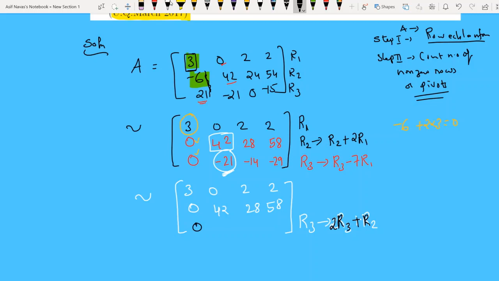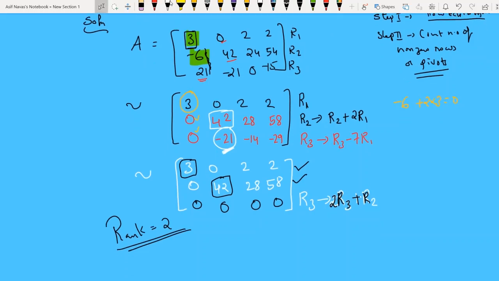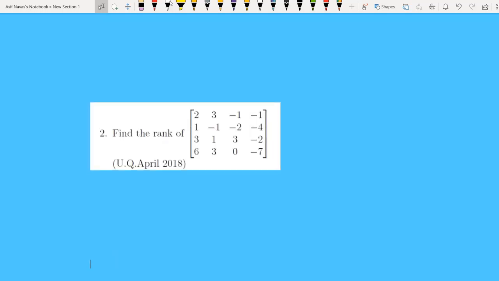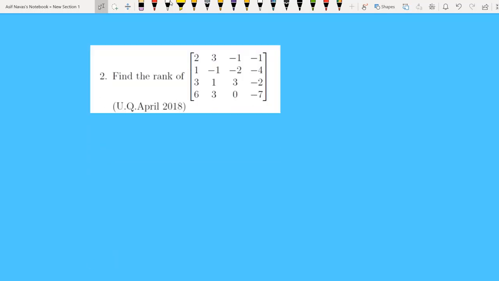This is 0. Here this becomes 0, 0, 0, 0. So how many pivots are there? 2, right? How many non-zero rows are there? 2. So what is the rank? Rank equals 2. Either you count the number of pivots or you count the number of non-zero rows. Now we can do the second problem.